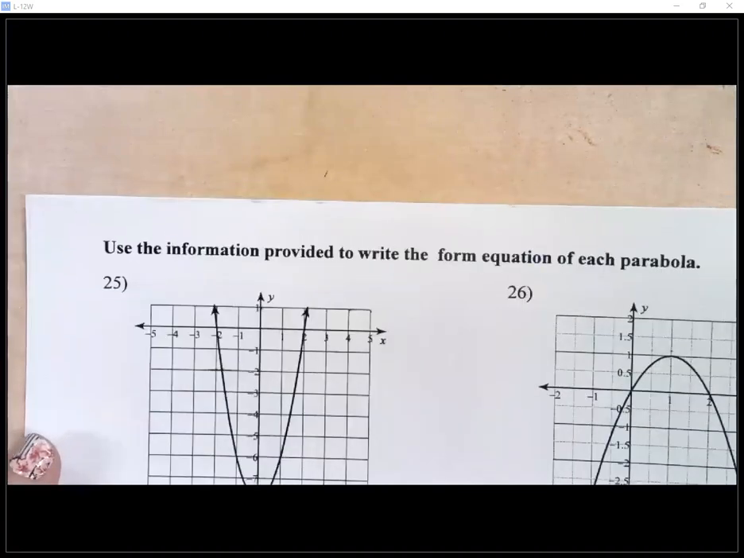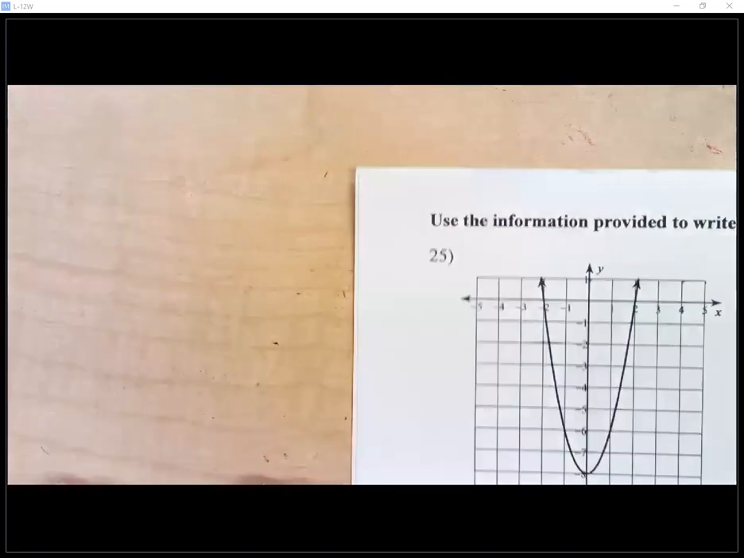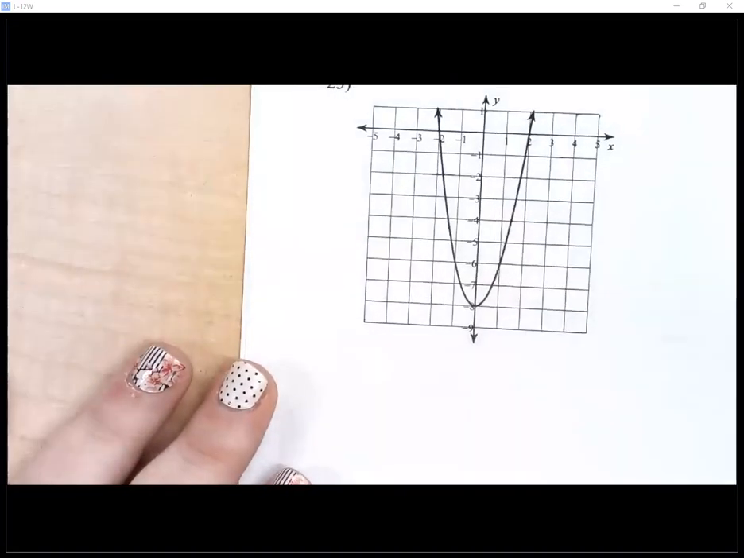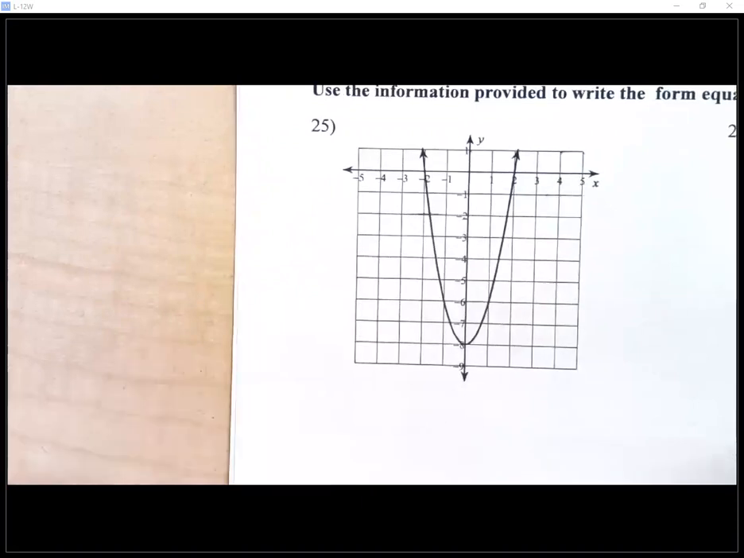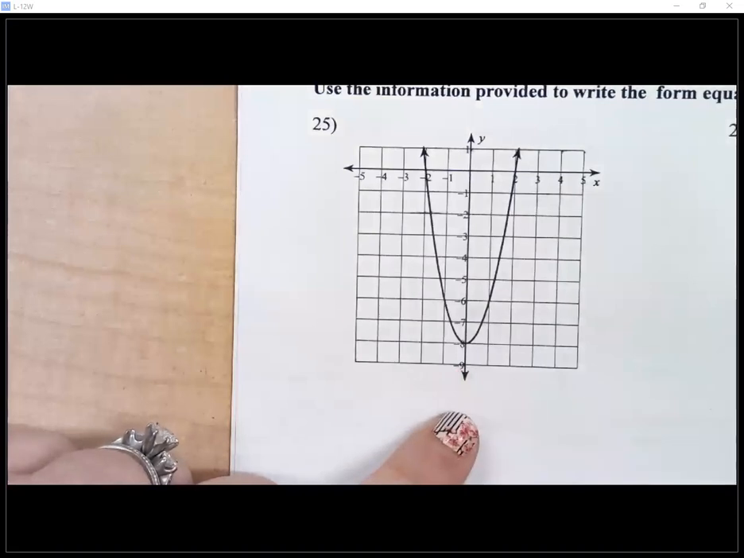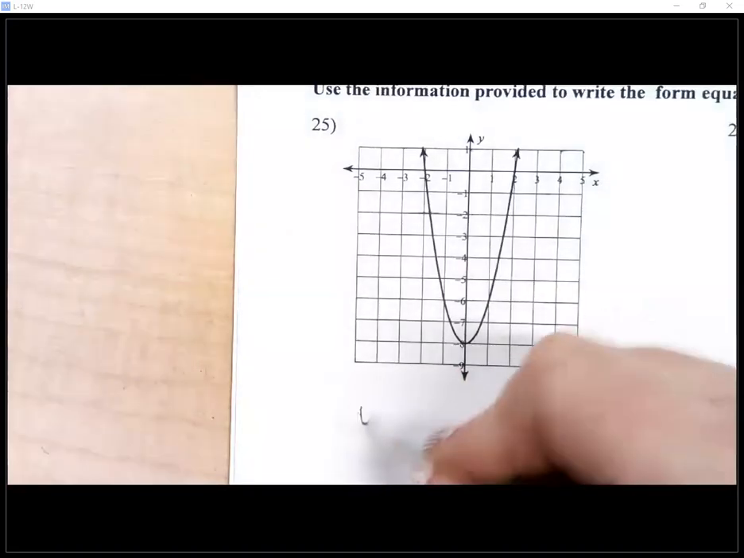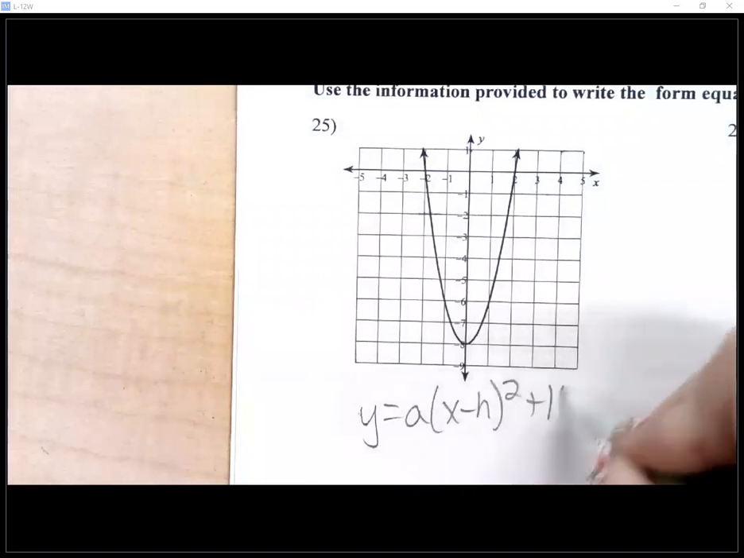Okay, so there was a question for either 25 or 26. Let's do 25. That one is a little bit more interesting. So we have to write the equation of the parabola. We're going to write it in vertex form because that's 10,000 times easier. So here's vertex form, a times x minus h squared plus k. So remember, all I need are a, h, and k.